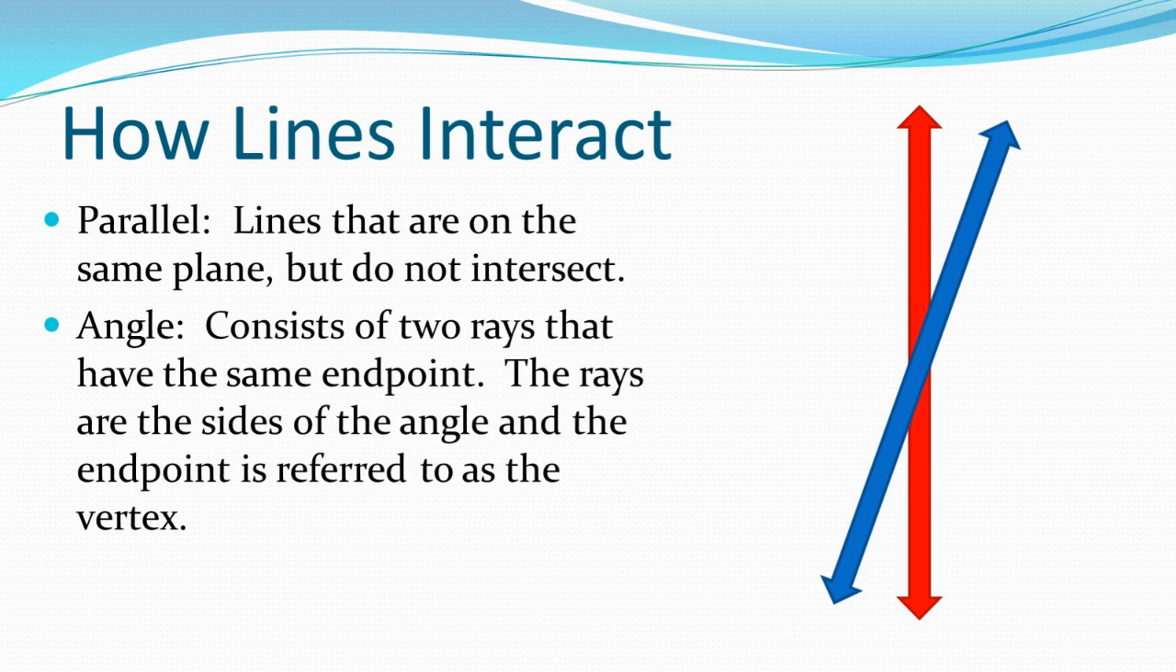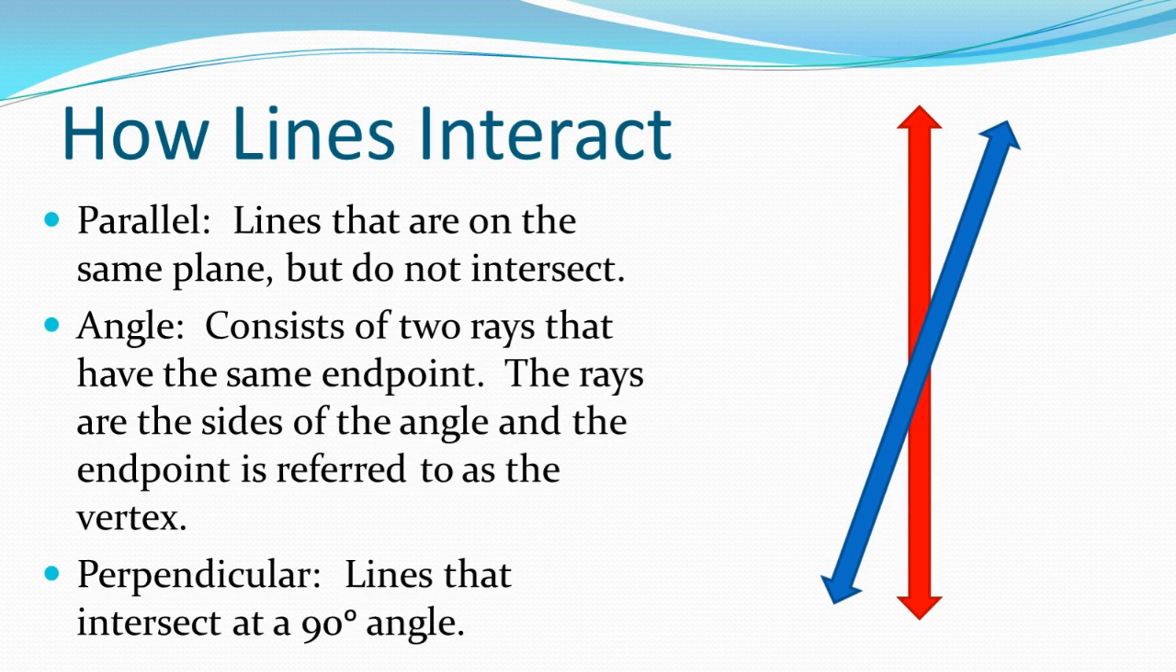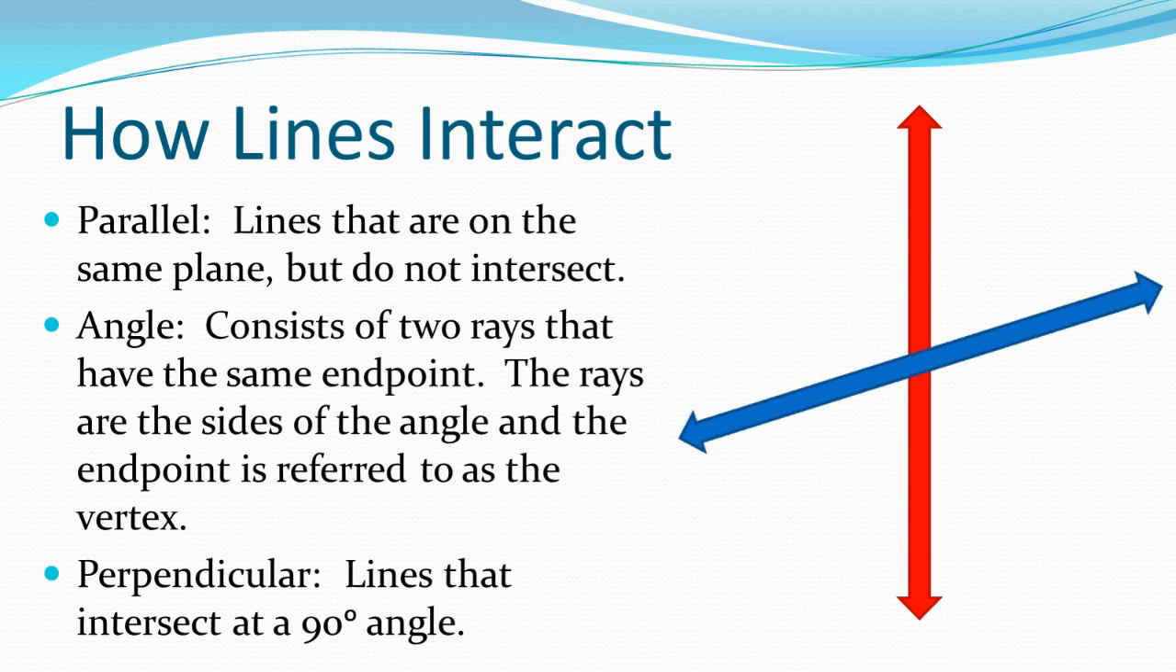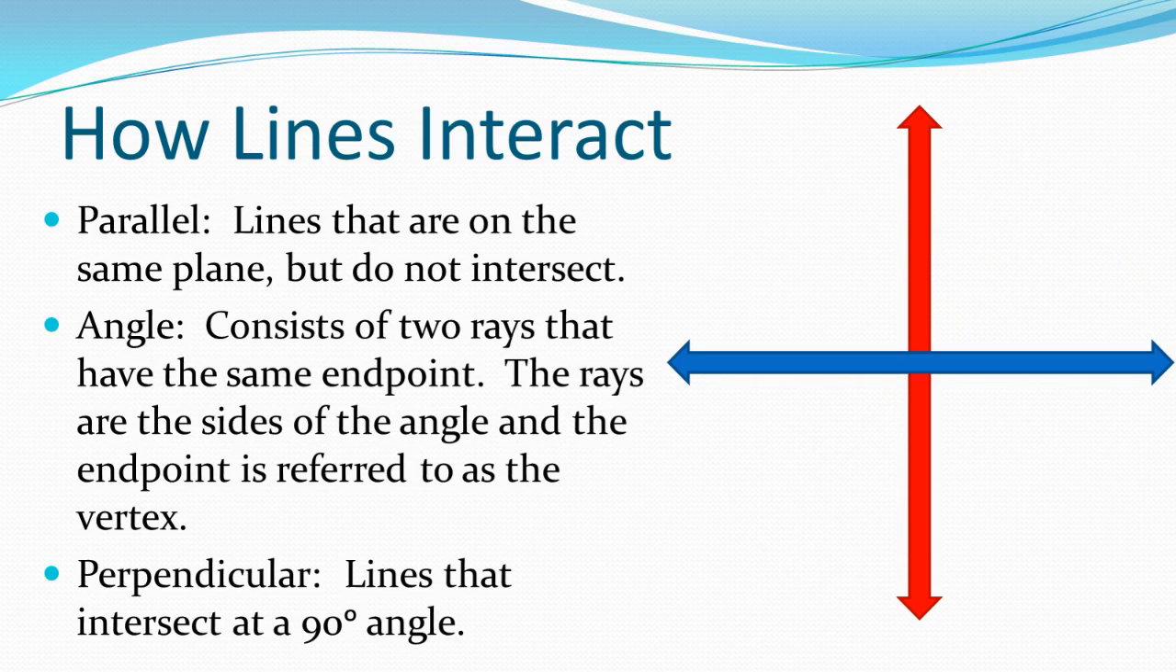A very specific interaction between these two lines: if I keep spinning that blue line, I can make a 90-degree angle. Because I can rotate that blue line 360 degrees, if I break those 360 degrees up into 4 sections, I get 90 degrees. 360 divided by 4 gives me 90. When I have two lines that make a 90-degree angle, so they make a plus sign, we're going to call those lines perpendicular. They cross at a 90-degree angle.